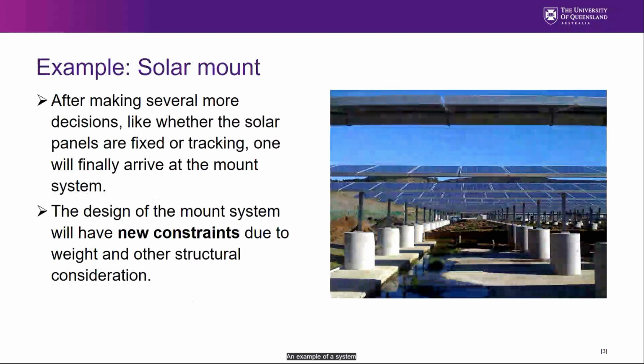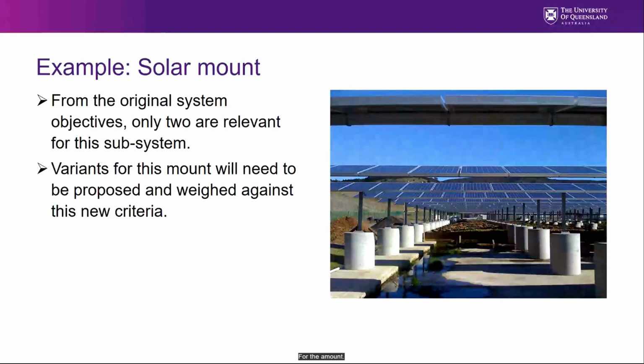An example of a system that has to be designed after other things is the mount system used for solar panels. After making several more decisions, like whether the solar panels are fixed or tracking, one will finally arrive at the mount system. The design of the mount system will have new constraints due to weight and other structural considerations that come from the panels themselves.